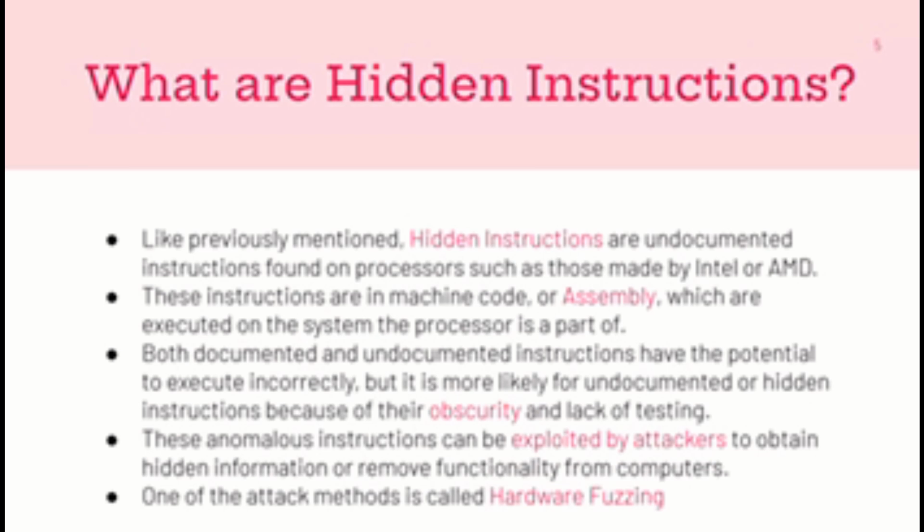So what are hidden instructions? Like previously mentioned, hidden instructions are undocumented instructions found on processors such as those made by Intel or AMD. These instructions are in machine code or assembly, which are executed on the system the processor is part of. Both documented and undocumented instructions have the potential to execute incorrectly, but it is more likely for undocumented or hidden instructions because of their obscurity and lack of testing. These anomalous instructions can be exploited by attackers to obtain hidden information or remove functionality from computers. One of the attack methods is called hardware fuzzing.